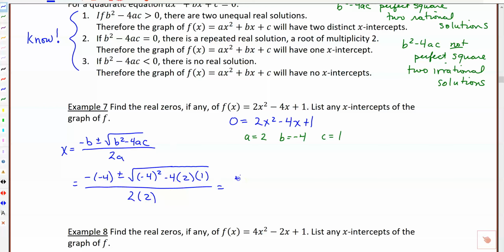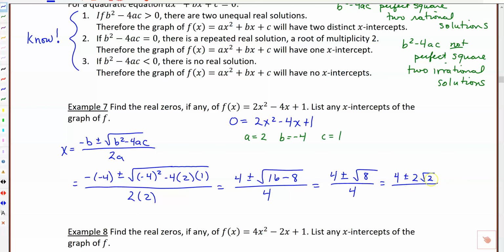So I'm going to have 4 plus or minus the square root of 16 minus 8 underneath the square root, all over 4. So 4 plus or minus the square root of 8 over 4. For the square root of 8, I can pull out the square root of 4, which is 2. It'll leave me a 2 trapped under the root, so I'll have 4 plus or minus 2 root 2 over 4.